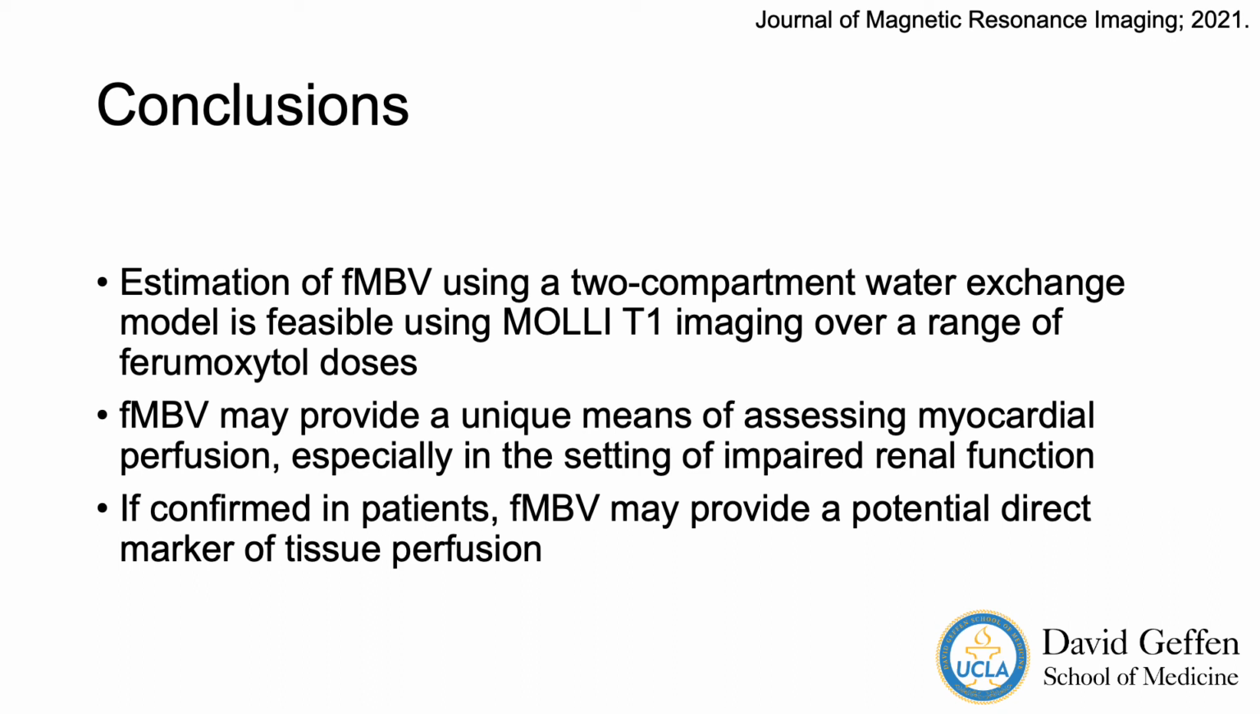Overall, from this study, we're able to conclude that estimation of blood volume using a two-compartment water exchange model is feasible when combined with MOLLI T1 mapping over a range of ferumoxytol doses. Blood volume has the potential to provide a unique means of assessing myocardial perfusion, especially in the setting of impaired renal function when the use of gadolinium-based contrast agents is contraindicated. And then, if confirmed in a patient study, fractional myocardial blood volume may provide a potential direct marker of tissue perfusion.